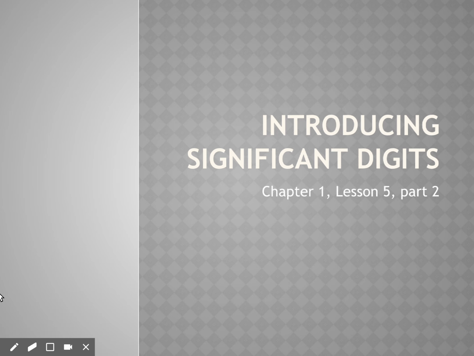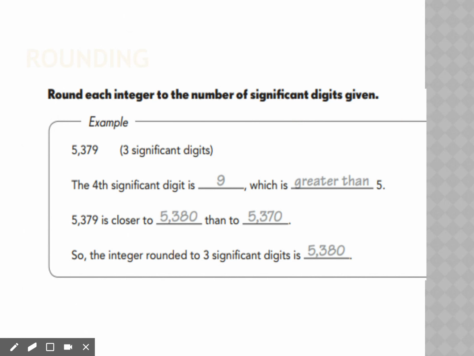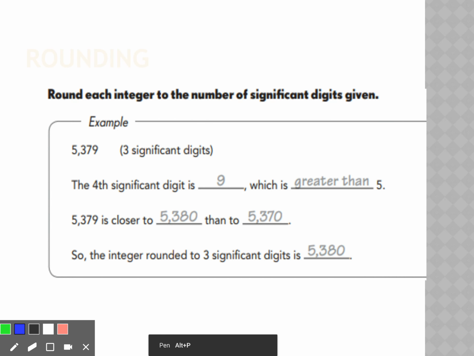Our last lesson in Chapter 1 is more practice with significant digits, but it includes practice with rounding as well. So, rounding each integer to the number of significant digits given. We have an example of 5,379. They say they want it rounded to 3 significant digits.